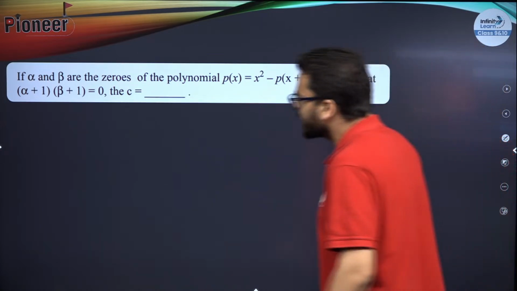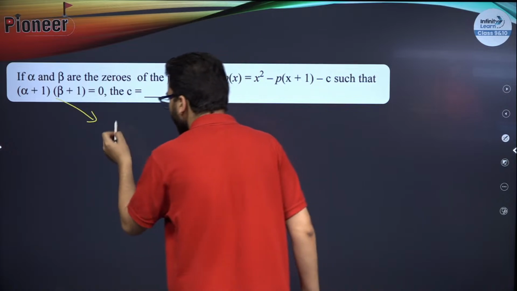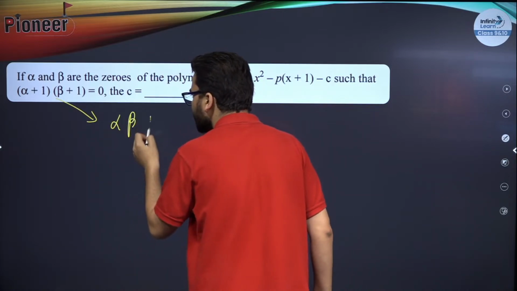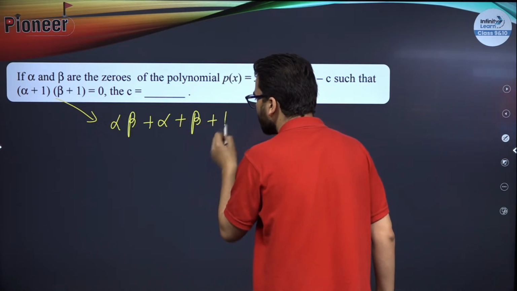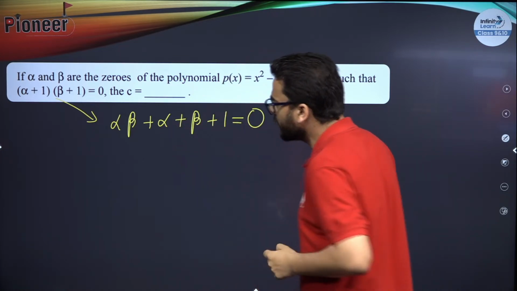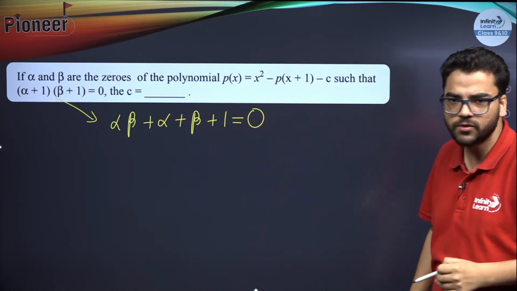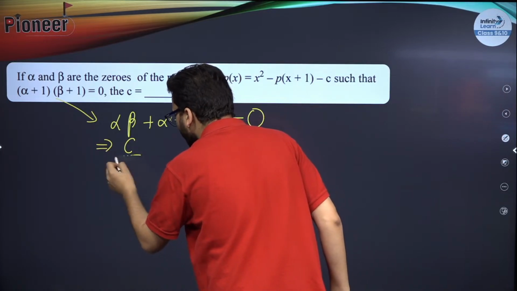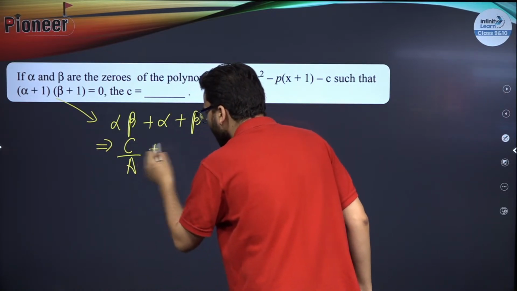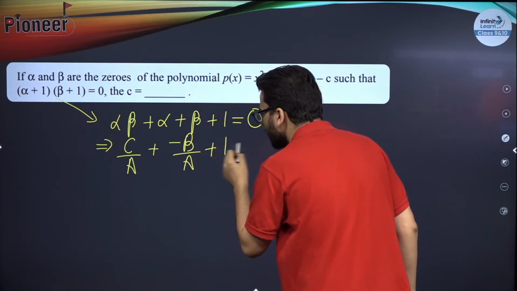So over here it is given that (alpha plus 1)(beta plus 1) is 0. So we can open the bracket over here. You'll get alpha beta plus alpha plus beta plus 1 equal to 0, right? Now you know what is alpha beta. Alpha beta is c by a, right? And what is alpha plus beta? It is minus b by a, plus 1, that is equal to 0.